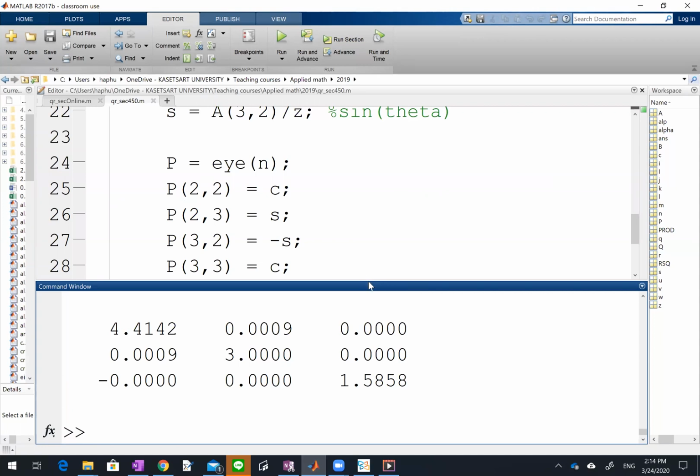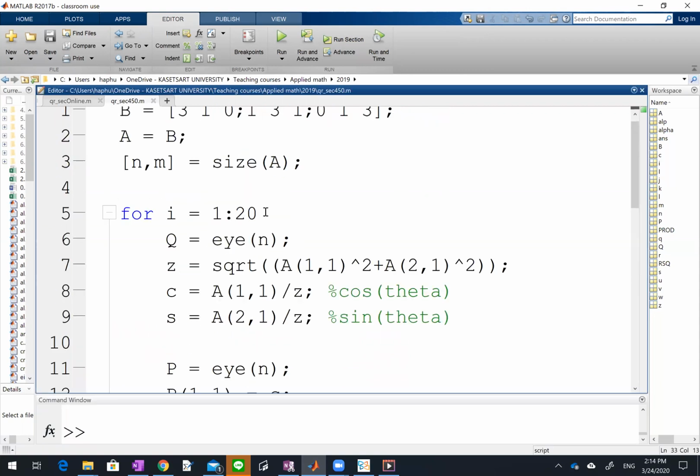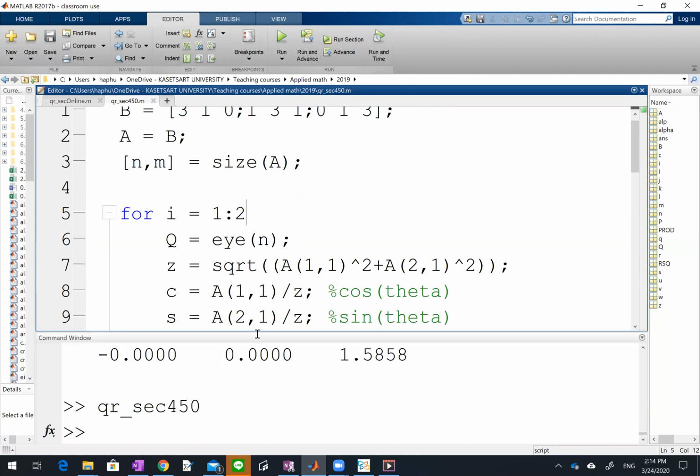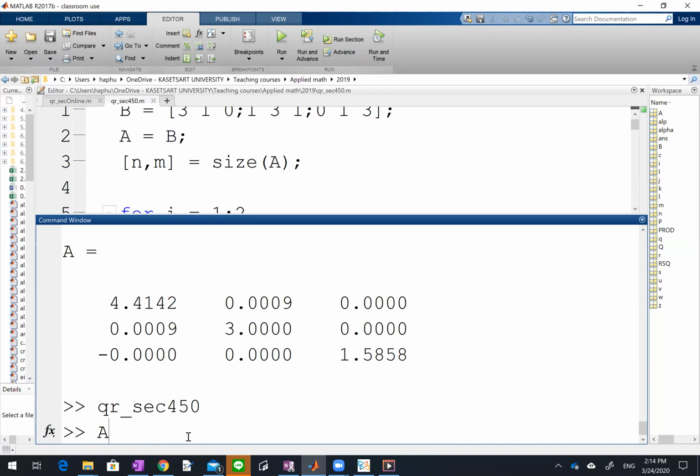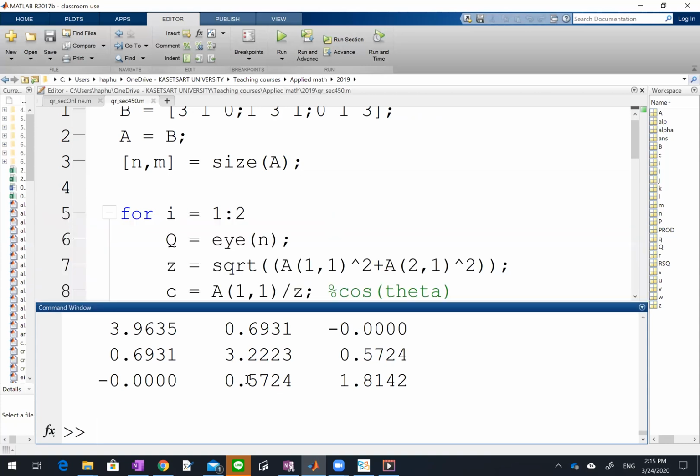So let's just see, what if I only run it for 2 times? What's going to happen? So for I equals 1 to 2, I run it, and then if you see my A, you can see that this is 0.5724, which is still large. So we don't want to stop now. We just want to keep going. Another way we can do it is to check this number. If this number is small enough, then we can say, okay, we're going to stop. Otherwise, we're just going to keep going.